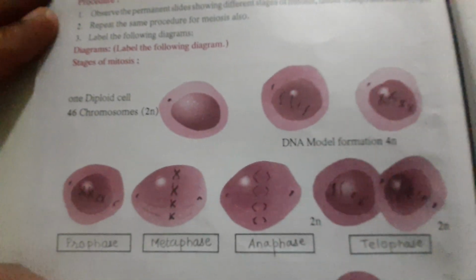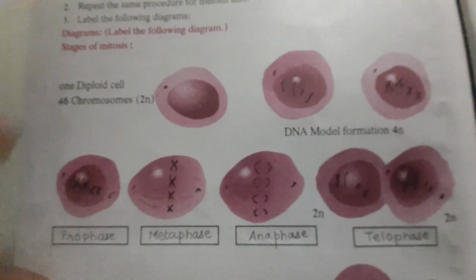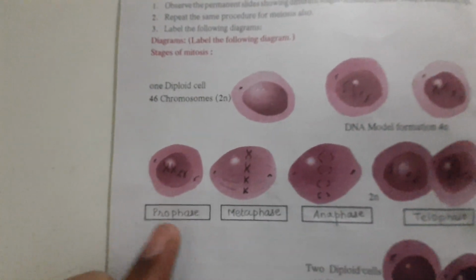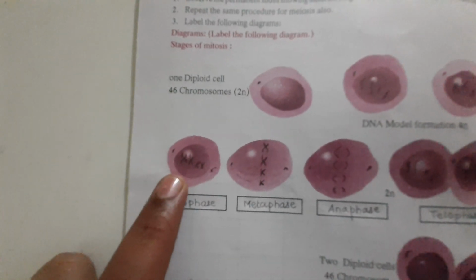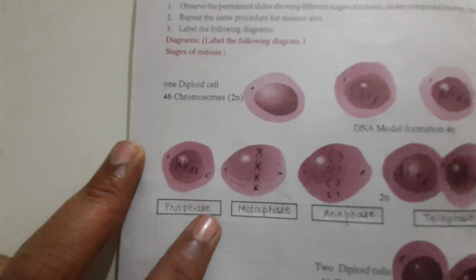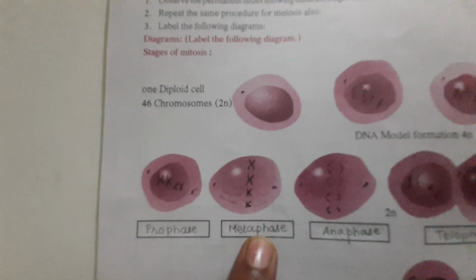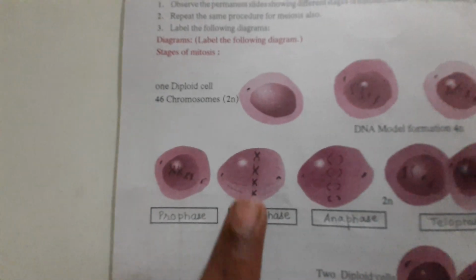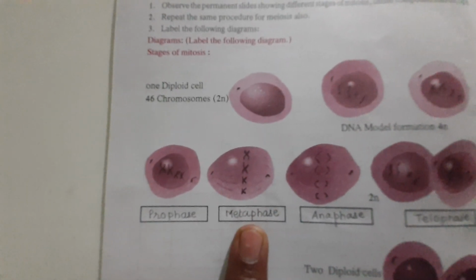As you can see, the different stages of mitosis are shown over here. In the first blank you have to write prophase, the division which is identified by the disappearance of the nuclear membrane. The second stage is metaphase, where the chromosomes come in the middle of the cell.